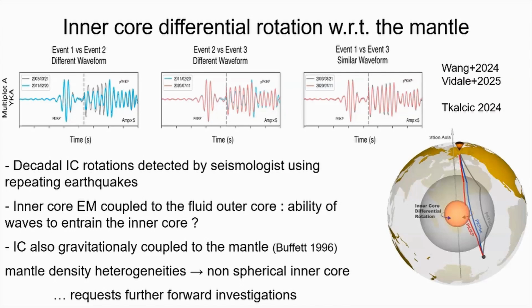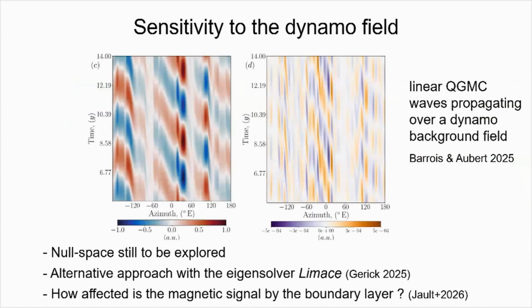The inner core is electromagnetically coupled to the fluid, so the dynamics in the core will change the rotation of the inner core. There is no doubt about that. But the inner core is also potentially gravitationally coupled to the mantle. So there is some physics to understand here, and to know in which aspect the fluid motion can entrain the inner core is of interest, with potential consequences in our estimation of the inner core viscosity. This has to be further investigated.